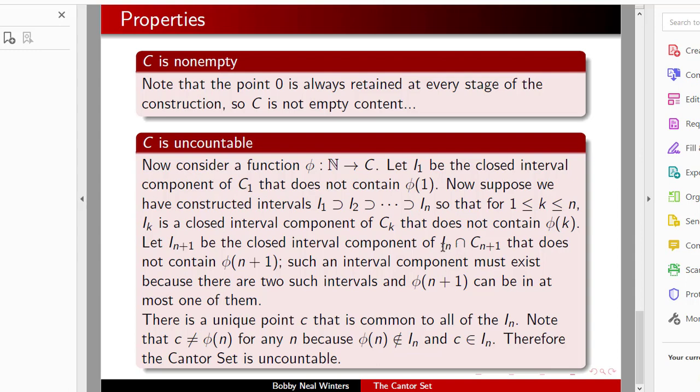Now, if we take the intersection of I sub n with C sub n plus 1, that contains two intervals. Okay. At most one of those can contain our phi of n plus 1. Let I sub n plus 1 be one of the intervals that doesn't contain phi of n plus 1. Okay. So there is a unique point that's common to all of these I sub n. Call that unique point c. And this c is not equal to phi of n because phi of n is not in I sub n. Therefore, the Cantor set is uncountable because we can't map the natural numbers onto it. Okay.